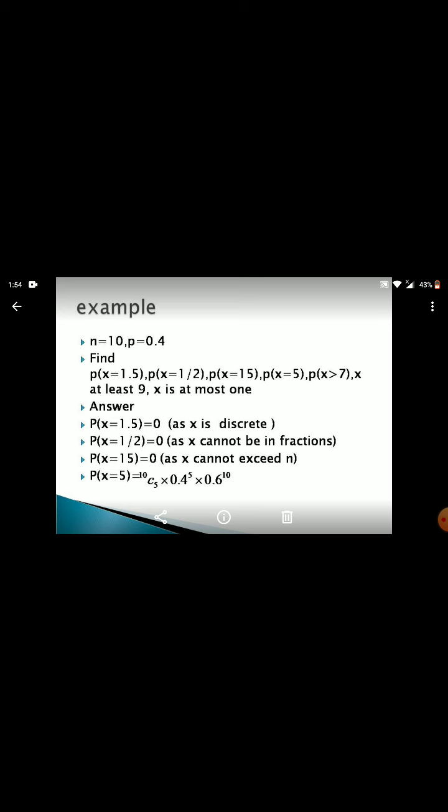The other case, x is equal to 1 by 2. 1 by 2 is again a fraction. If we divide, it turns out to be 0.5. X cannot be fractional because x should be discrete.